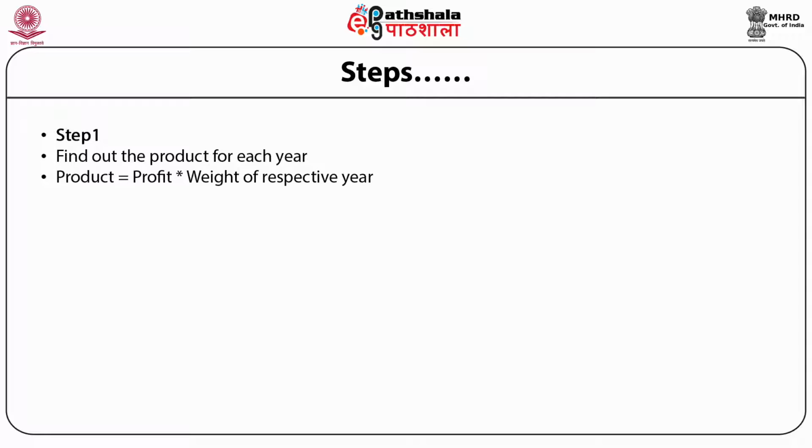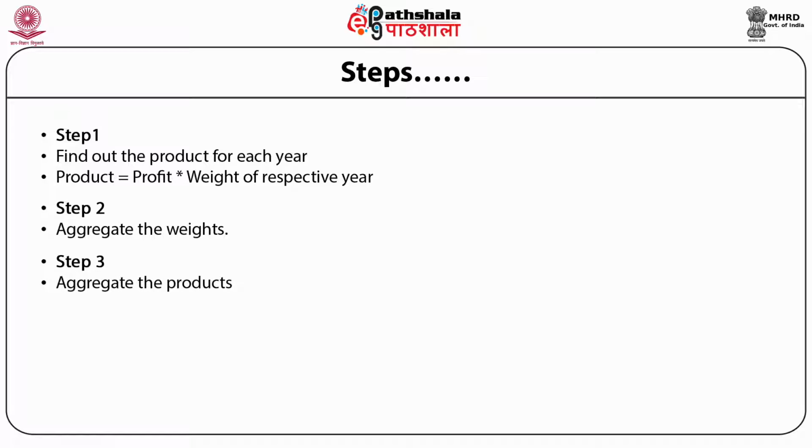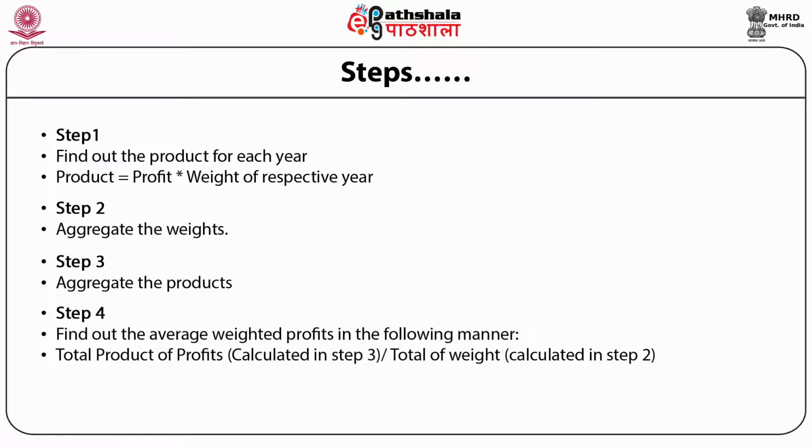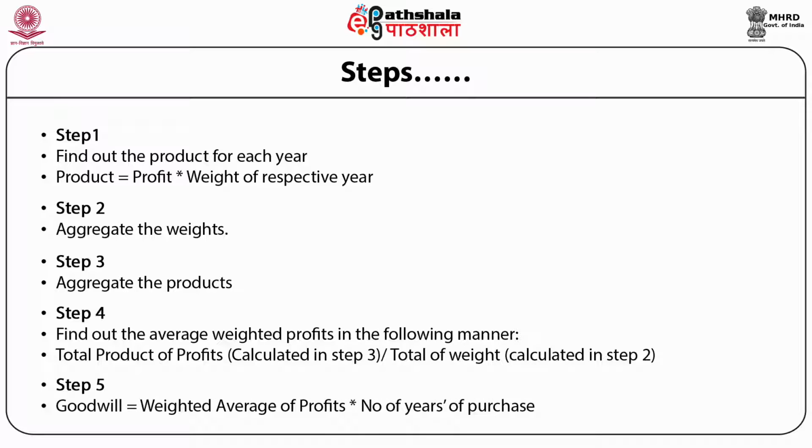In step 1, the product for each year is calculated. Product means profit multiplied by weight of the respective year. In step 2, the aggregate of the weights is calculated. In step 3, the aggregate of the products is calculated. In step 4, average weighted profit is calculated with the help of the formula: total product of profits calculated in step 3 divided by total weight calculated in step 2. Lastly, goodwill is calculated with the formula: weighted average profit multiplied by number of years purchased.